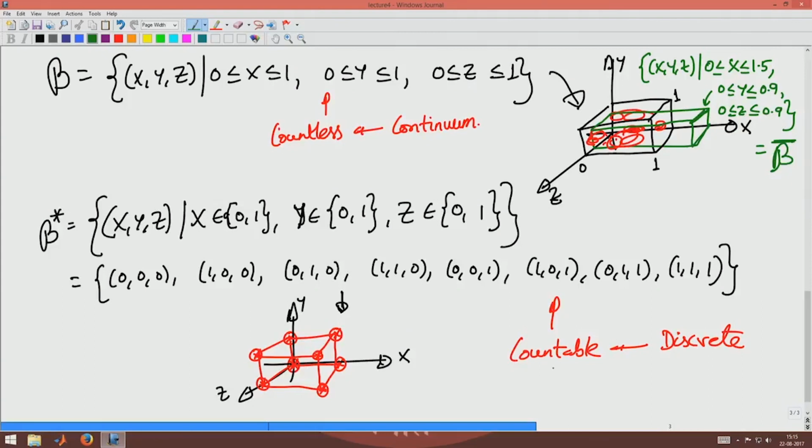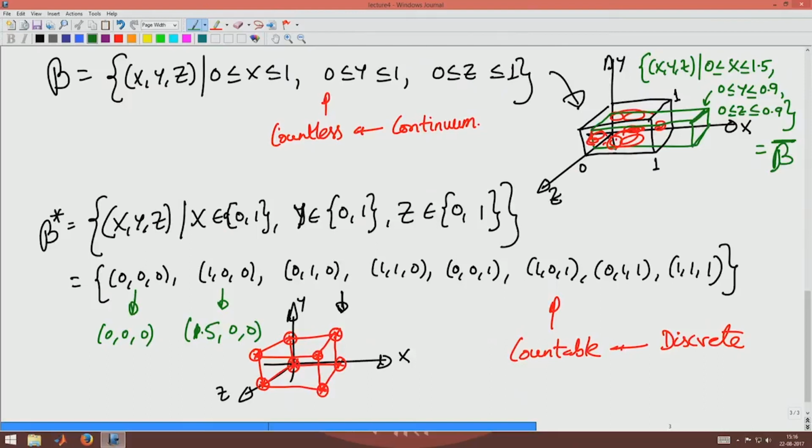In a countable set, I will say that if this body is mapped on to there, this 0 0 0 maps on to 0 comma 0 comma 0, this will map on to 1.5 comma 0 comma 0 and so on, and it is only those points that get displaced. On the other hand, when it is a countless set, every point gets displaced in the body. It is not that the volume will be preserved in such a mapping even though the mapping is 1 to 1. Okay. That is because these are two infinities, you can't compare two infinities mathematically in a precise manner.